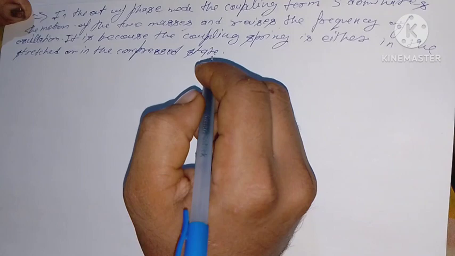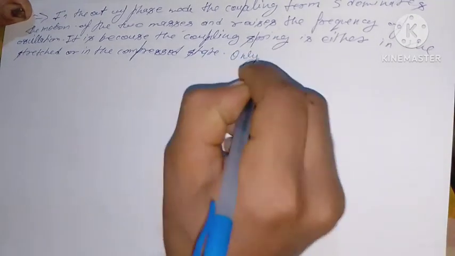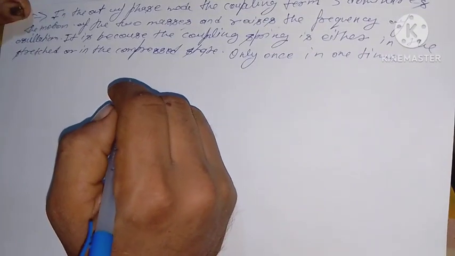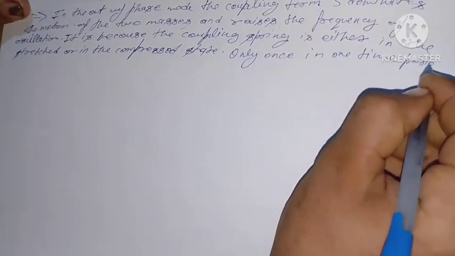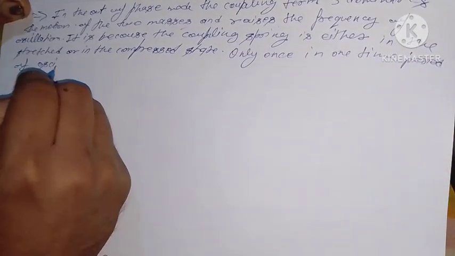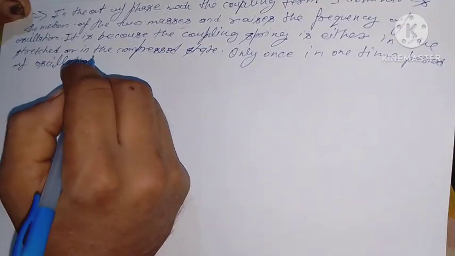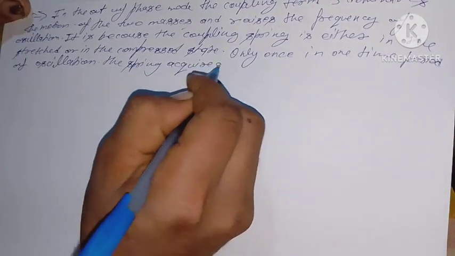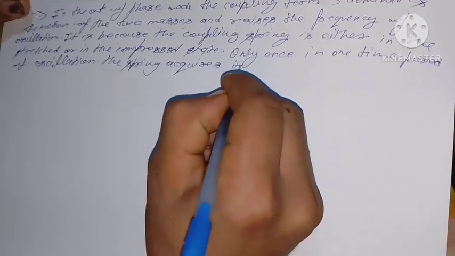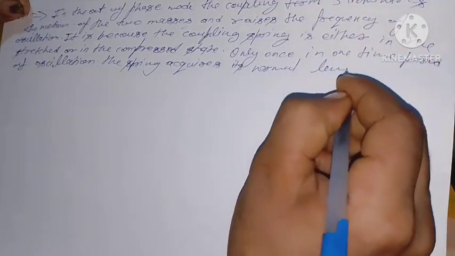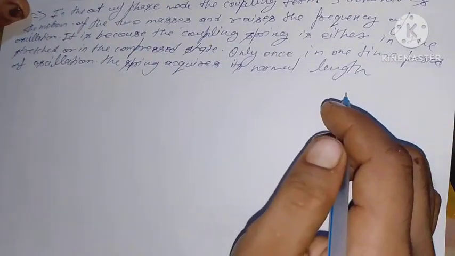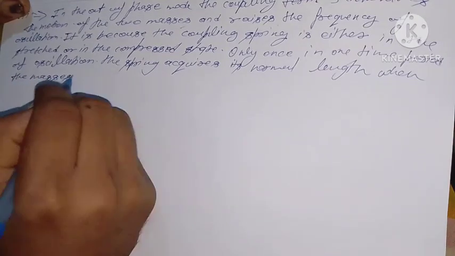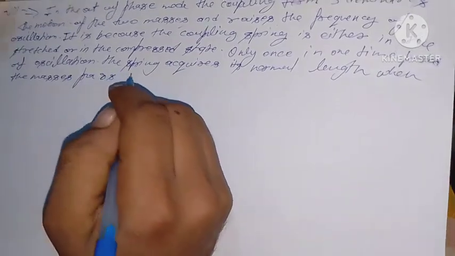Okay, only once in one time period of oscillation, the spring acquires its normal length when the masses pass through their mean position.